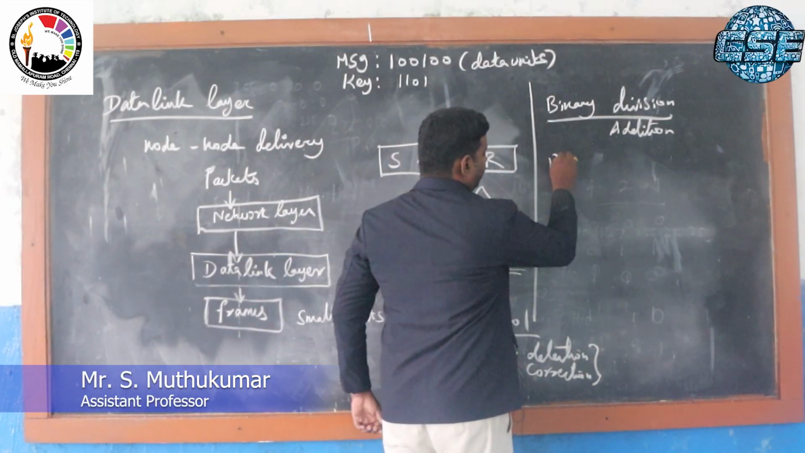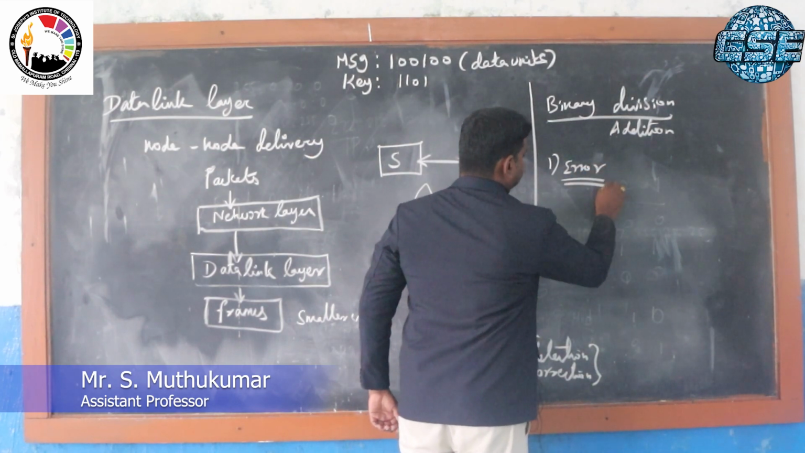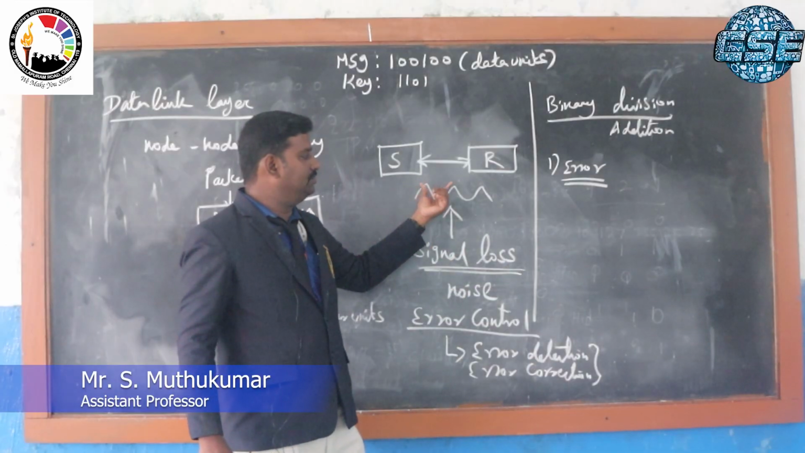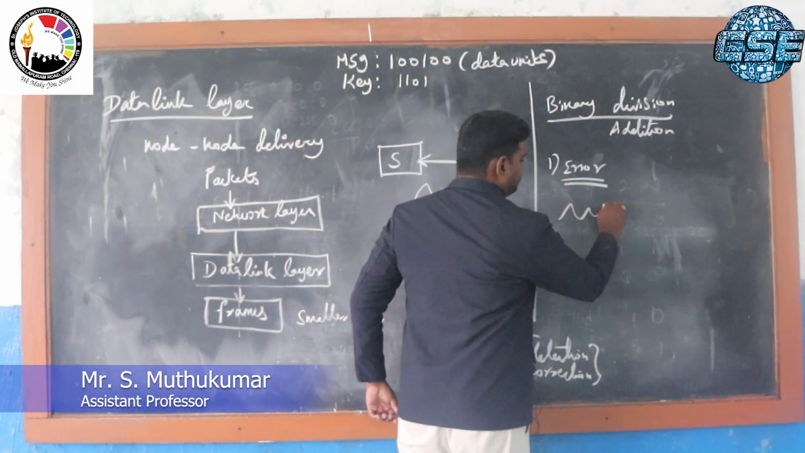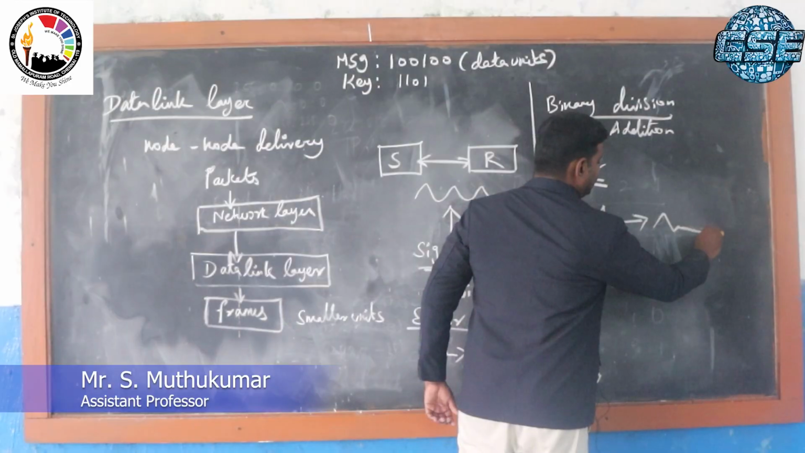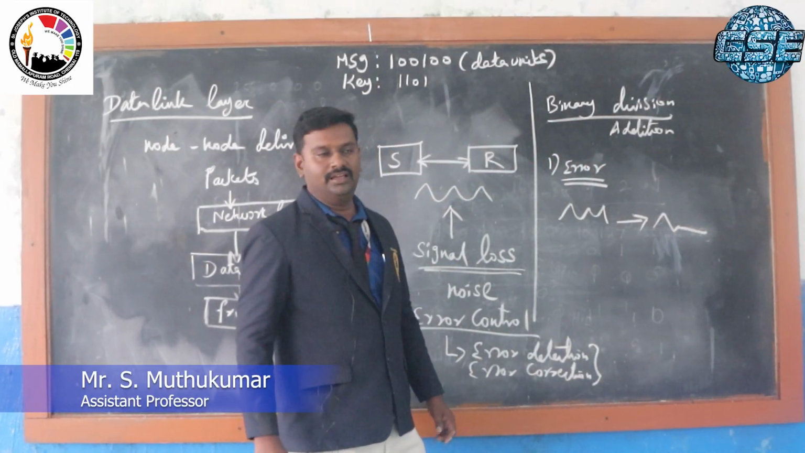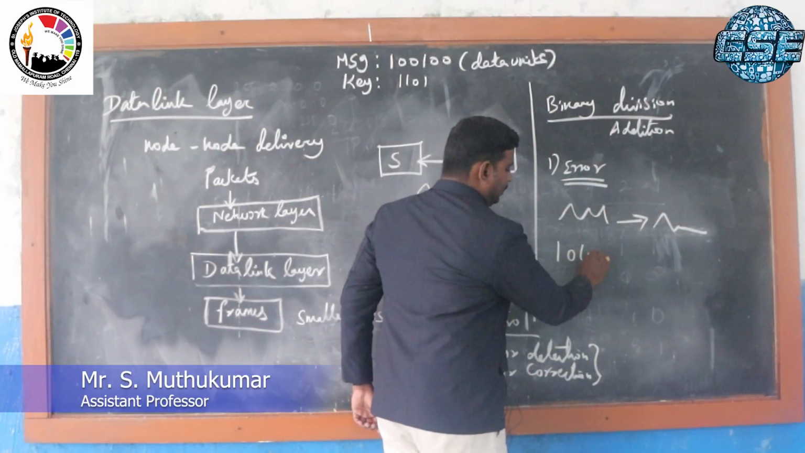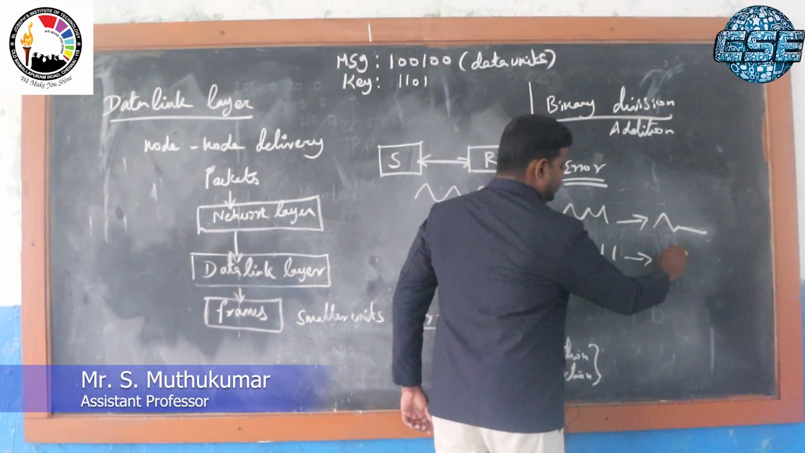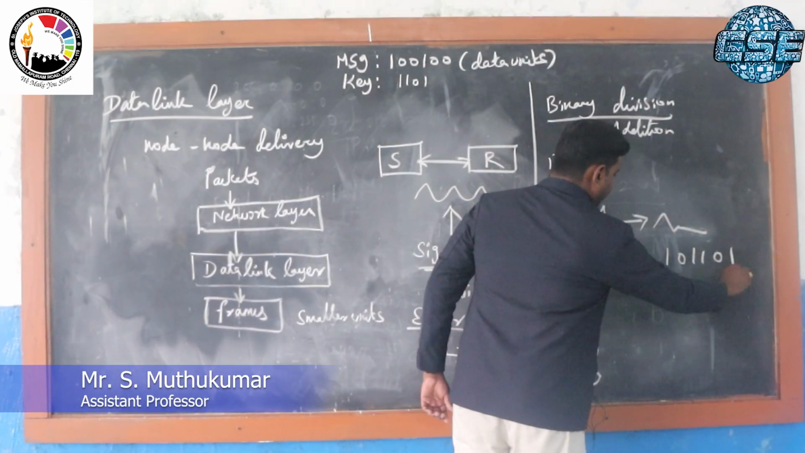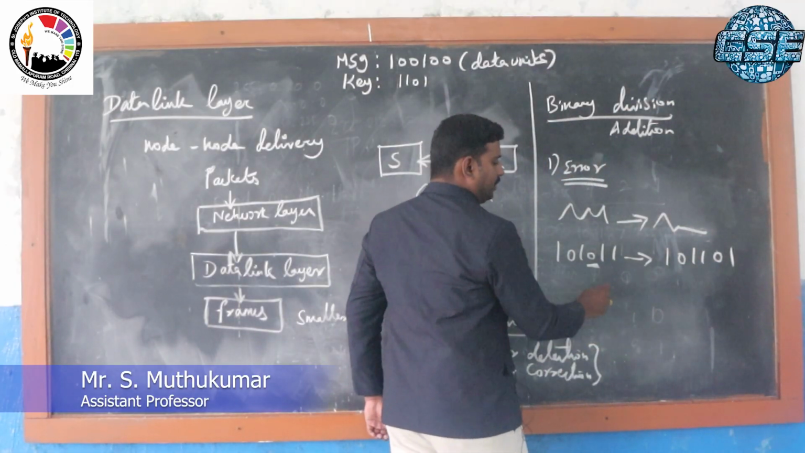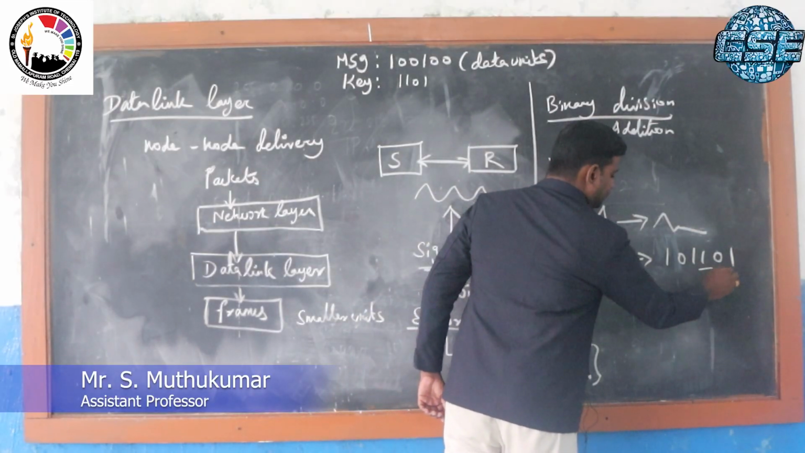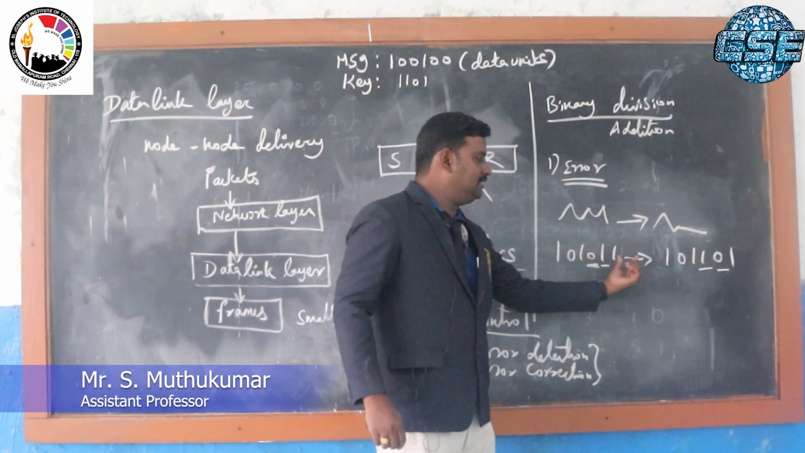So, what is an error? We already discussed that it is interference. Due to the interference, some signals may be changed. If I am sending this signal, but it is received differently at the receiver end, this is due to errors. For example, I am sending these bits, but these bits are changed like this. Some bits are changed.